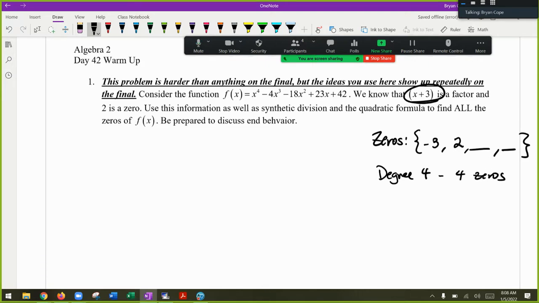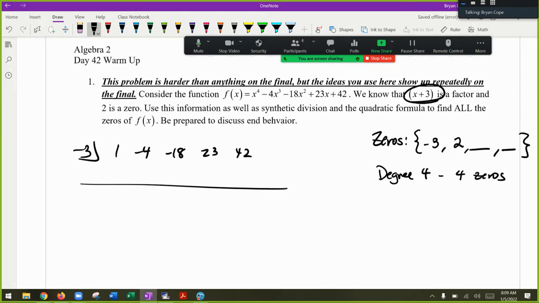So let's take the original polynomial and divide out the factors that we already know, and then we'll be left with something that we can find the zeros of, okay? So let's start with 1, negative 4, negative 18, 23, and 42, with a negative 3 up in the corner. It would be totally fair for you to also start with the 2 in the corner. Whether or not you start with the negative 3 or the 2 does not matter.